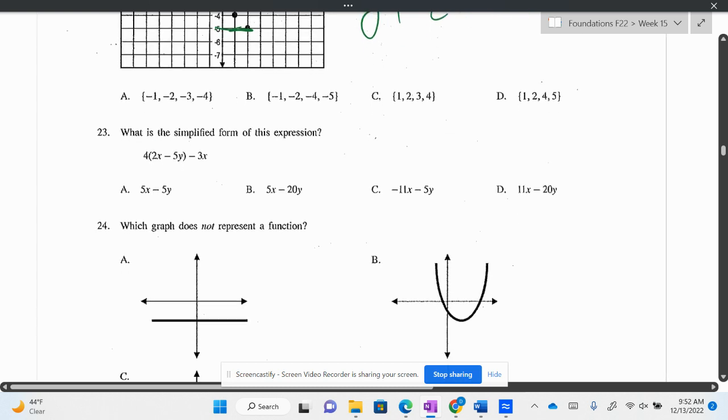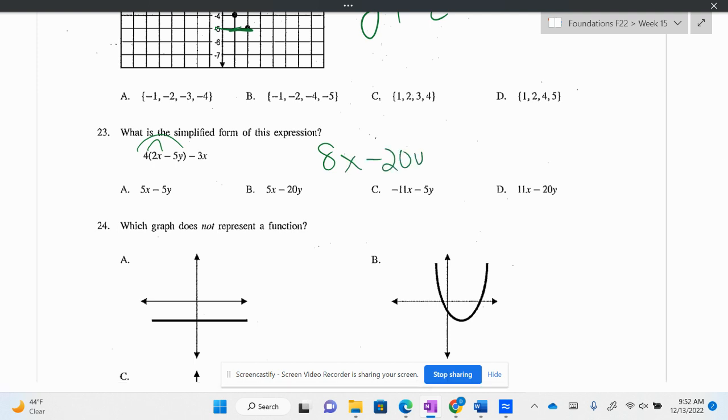What is the simplified form of this? You're just distributing. So that's 8x minus 20y minus 3x. Combine like terms. 8 minus 3 is 5.